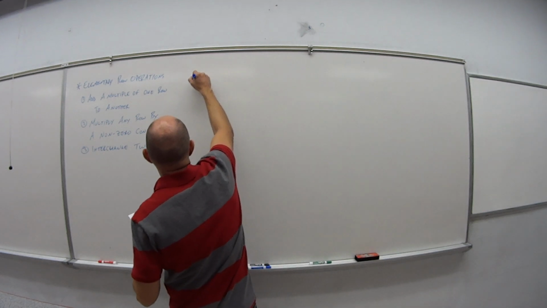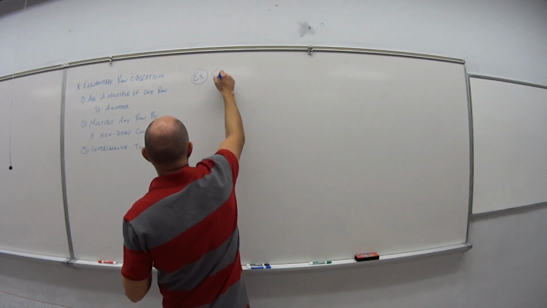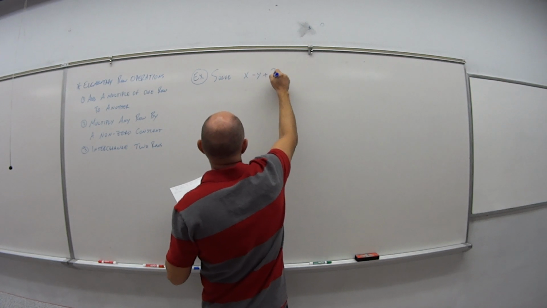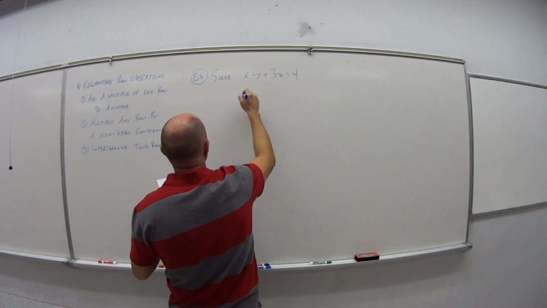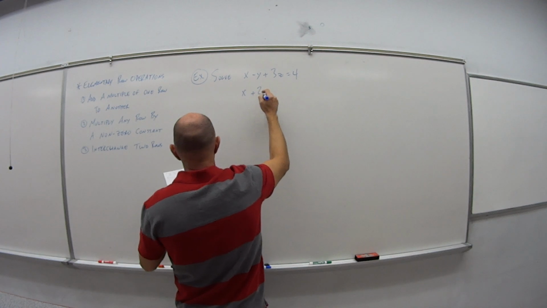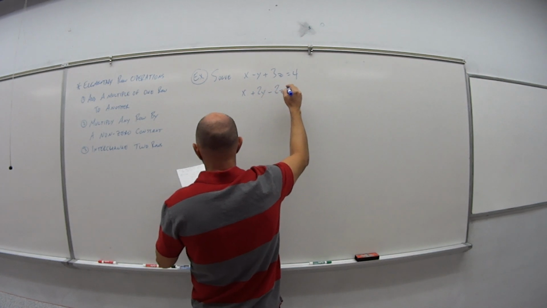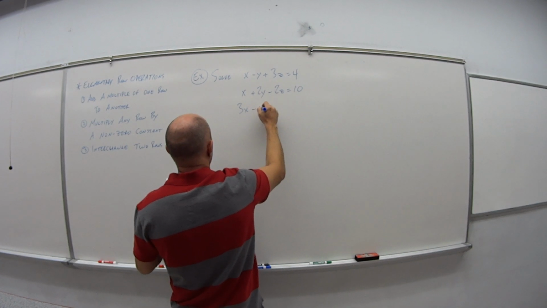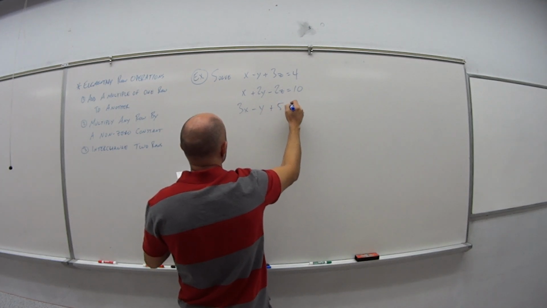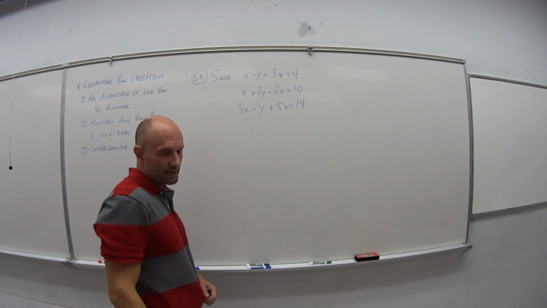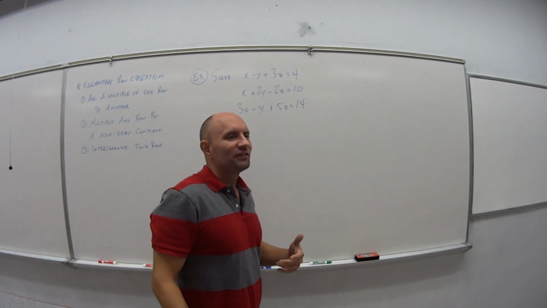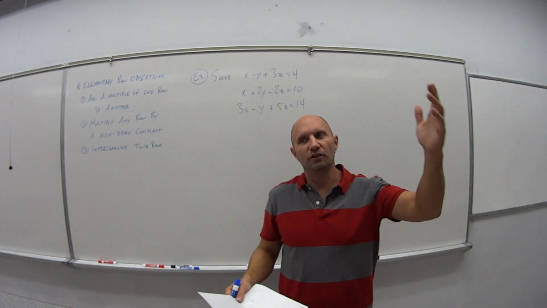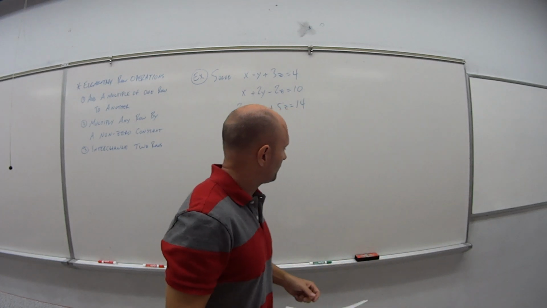So let's look at an example. We want to solve x minus y plus 3z is equal to 4, x plus 2y minus 2z is equal to 10, and 3x minus y plus 5z is equal to 14. I'm essentially going to use the techniques we were doing in section 10.1, which is to solve for one variable and then back substitute.